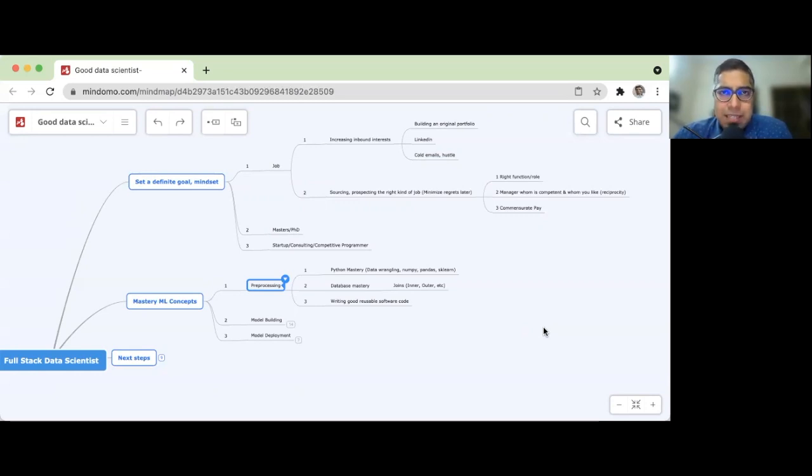Mastery in terms of databases. Not completely SQL oriented, or MongoDB, etc. But basic operations, like how do you ingest data, joins, inner joins, outer joins, mixing tables, and so on and so forth.